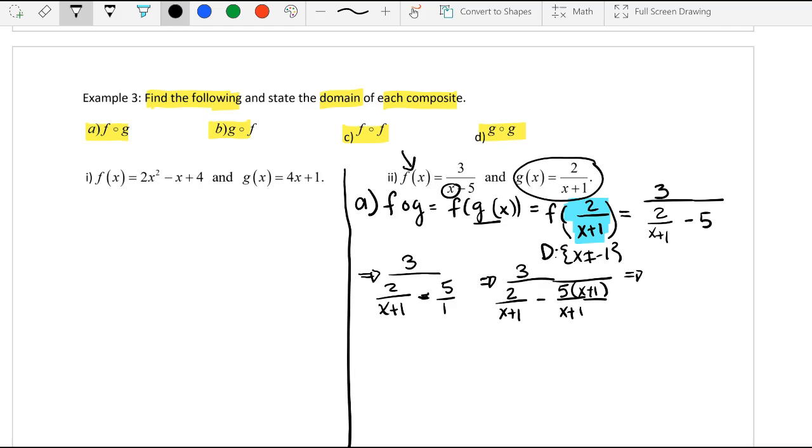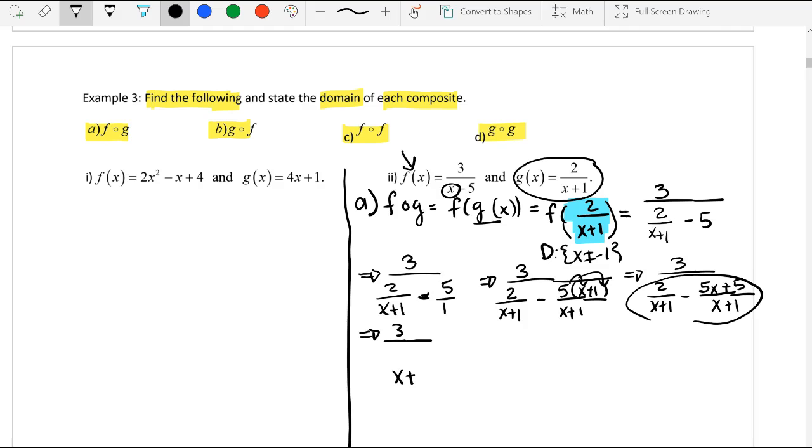So now we're going to slowly work this out. This is 3 divided by 2 over x plus 1. This has not changed at all. Minus, I'm going to do 5 times x is 5x. 5 times 1 is +5, all over x plus 1. Now that we have the same denominator, oops, this is supposed to be a 3. So 3 divided by, we haven't done anything with the numerator. So I'm going to combine these two over here. Now the denominator is the same, x plus 1.